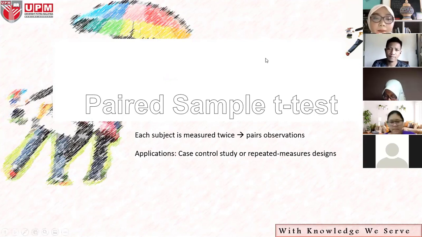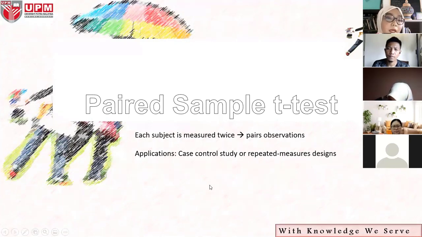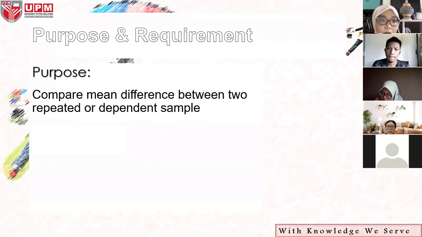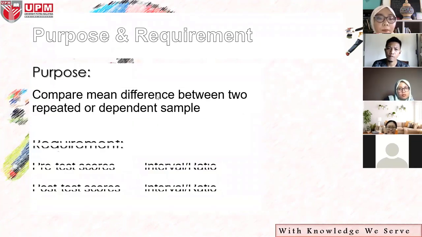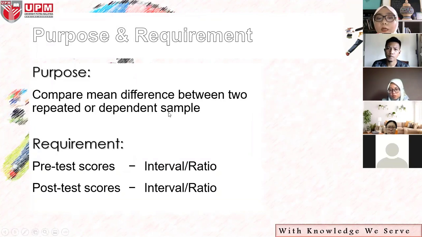Okay, so next is the paired sample t-test, in which each subject is measured twice for paired observation. The application is in case control study or repeated measure design. For paired samples, we need to use a similar sample for before and after. The purpose of using the paired sample t-test is to compare the mean difference between two repeated or dependent samples. Repeated or dependent means that the readings for before and after are related to one another.